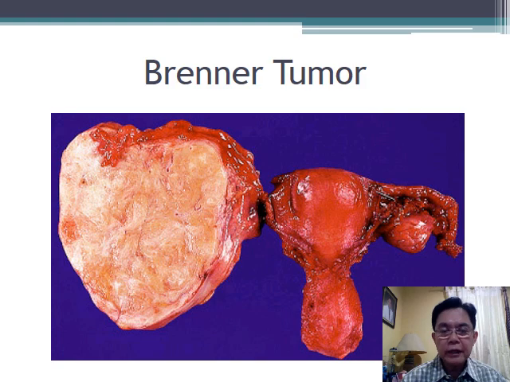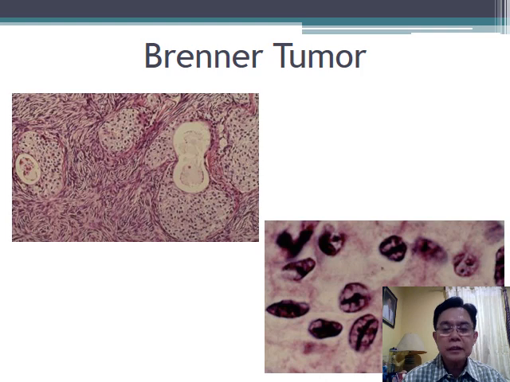Brenner's tumors are rare ovarian tumors, and most of them are benign. Grossly, they look identical to fibroma of the ovary, and they arise from Walthard cell nests of ovarian cells. As I mentioned previously, most of them are benign, but there are reports of very few malignant Brenner's tumors, which are associated with endometrial hyperplasia.